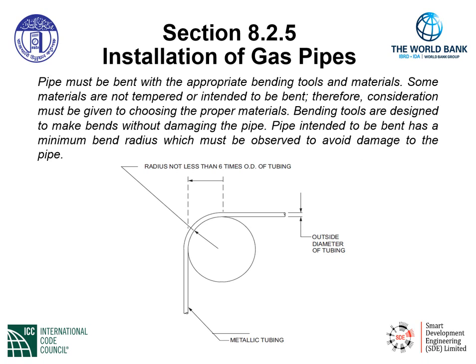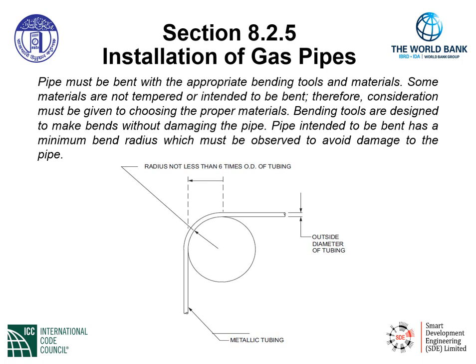As shown here, there is a typical radius that is referenced in our standards, especially for tubing, metallic tubing. And as indicated here, the radius shall not be less than 6 times the outside diameter of the tubing. What we don't want to do is flatten out that internal radius as indicated here. We don't want any buckling or kinking of the pipe to reduce the interior diameter of the tubing.